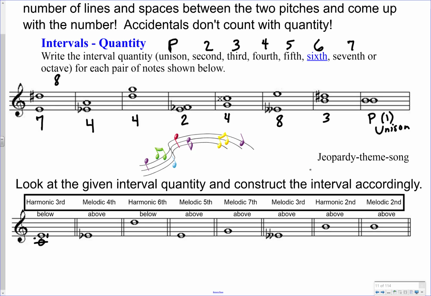Now, in number 2, if you look carefully, we need a melodic fourth above. So this interval will not sound at the same time. They will sound in succession. So we need to go above the note that's written. So we count up from the note 1, 2, 3, 4. And since it's melodic, I'm going to draw my note right there. If the directions said we need a harmonic fourth above, then I'd have to put my note right here, because that would be harmonically played.